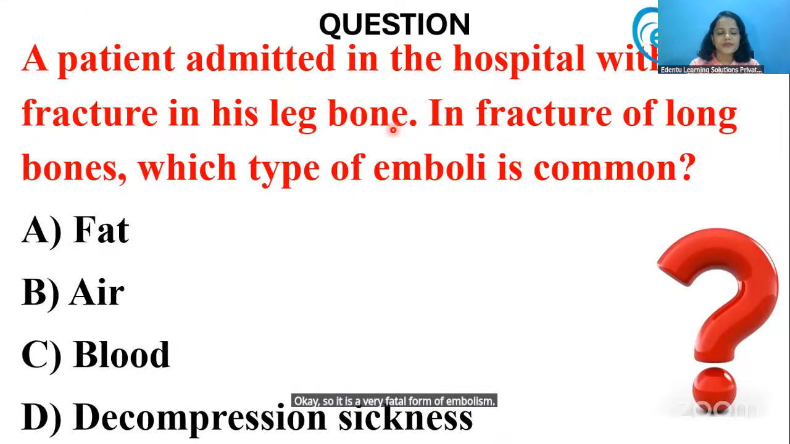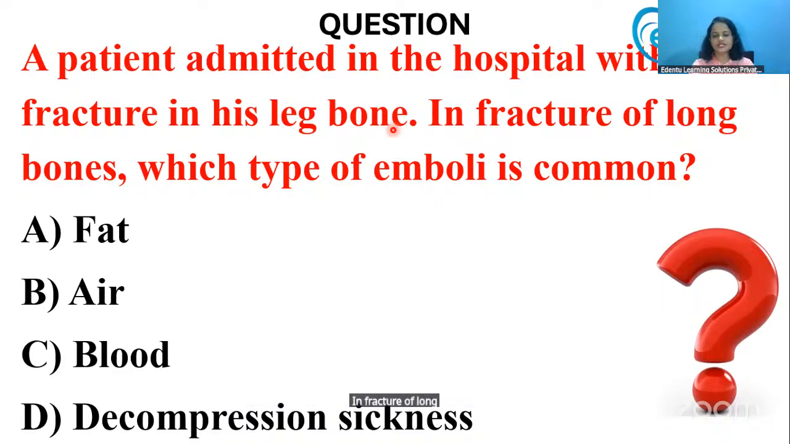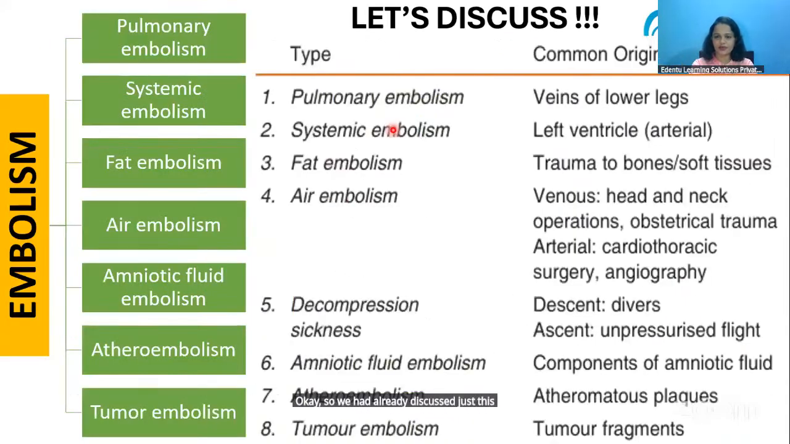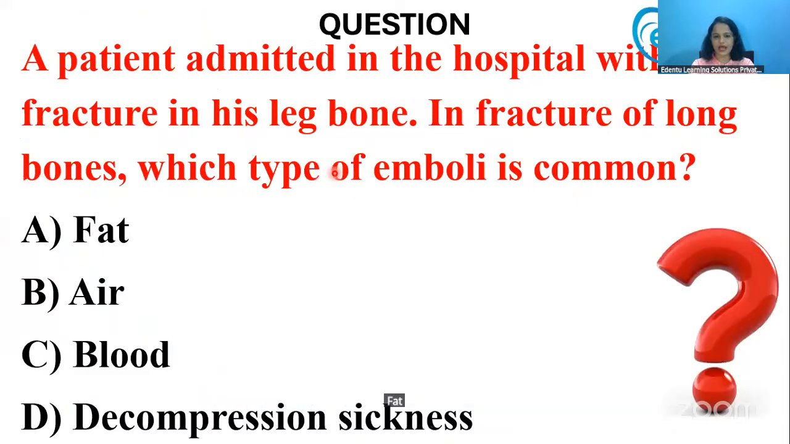Now, next question. A patient is admitted in the hospital with a fracture in his leg bone. In fracture of long bones, which type of emboli is seen? We had already discussed this, and this table is really important, because it tells you the cause of each embolism and what you can expect in a clinical situation. The trauma to the bones or the soft tissue mainly causes fat embolism. So the answer for this question is option A, fat embolism.